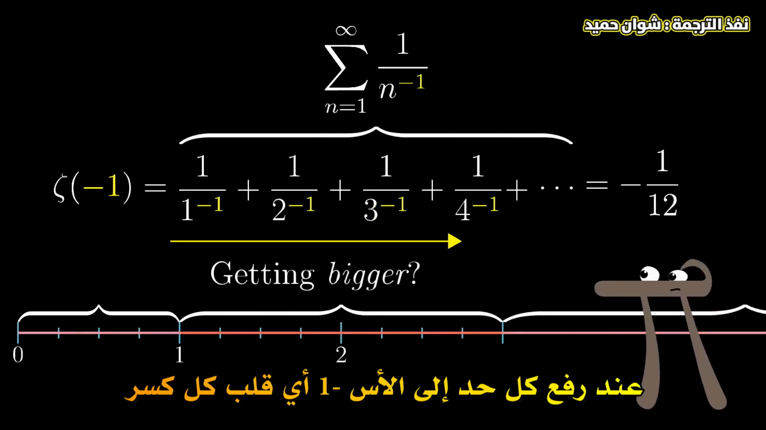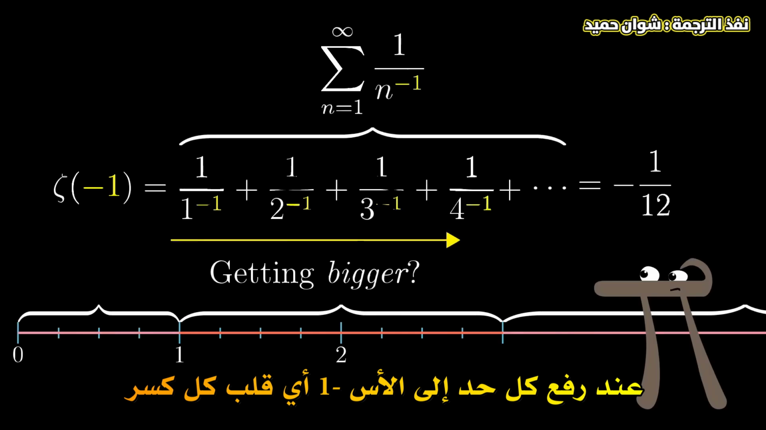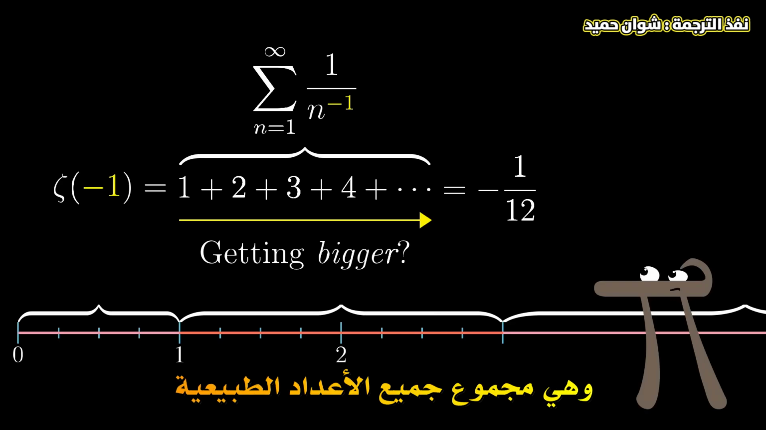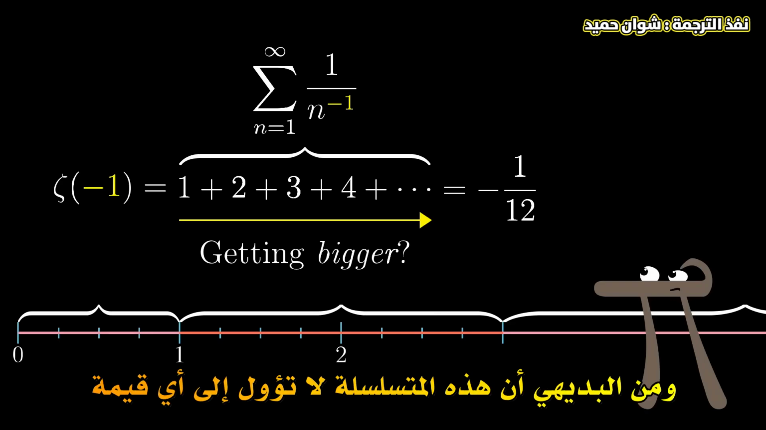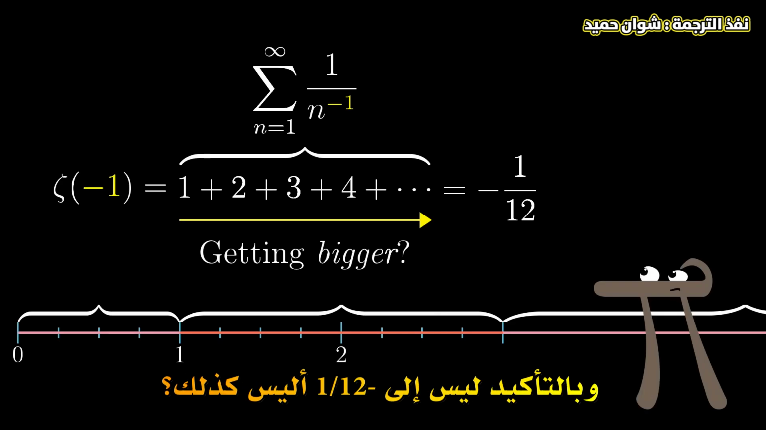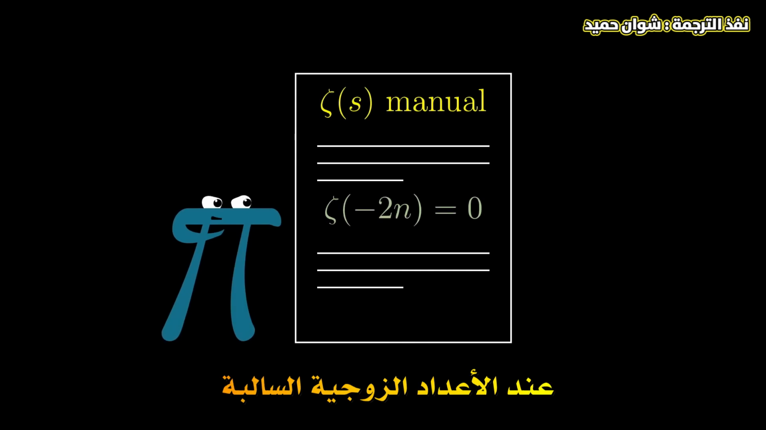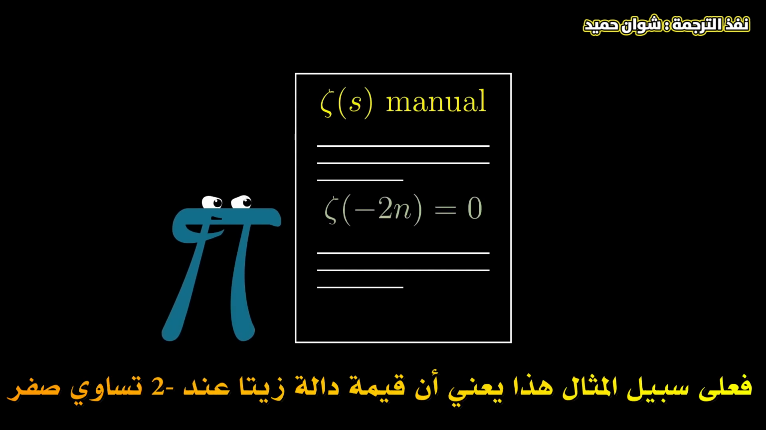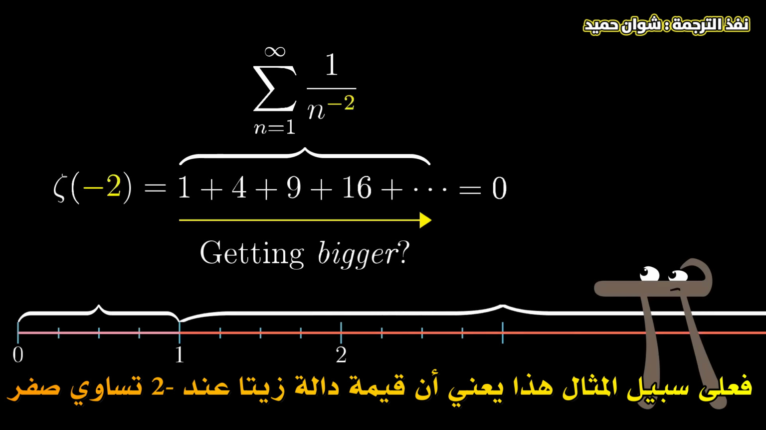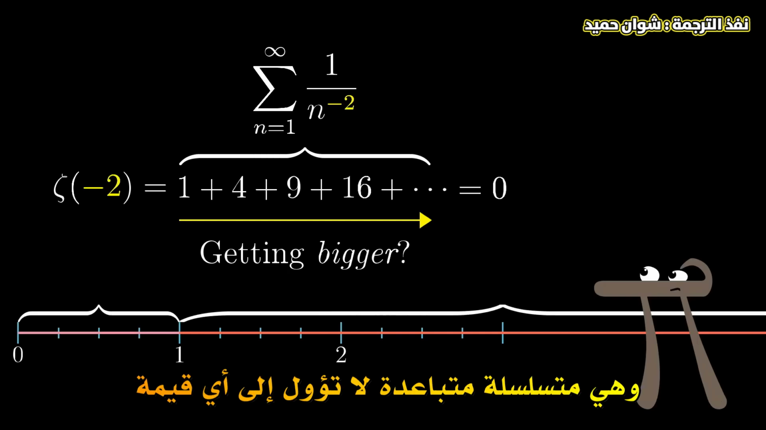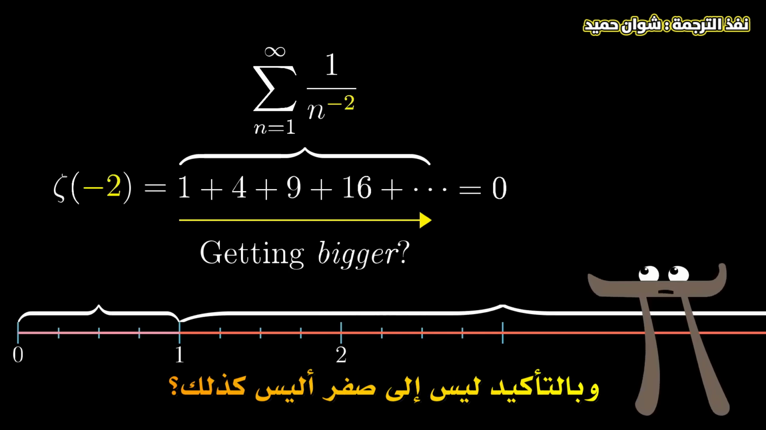When you raise each term to the -1, flipping each fraction, you get 1 plus 2 plus 3 plus 4, on and on over all natural numbers. And obviously that doesn't approach anything, certainly not negative 1/12, right? And as any mercenary looking into the Riemann hypothesis knows, this function is said to have trivial zeros at negative even numbers. So for example, that would mean that zeta of -2 equals 0. But when you plug in -2, it gives you 1 plus 4 plus 9 plus 16, on and on, which again obviously doesn't approach anything, much less 0, right?